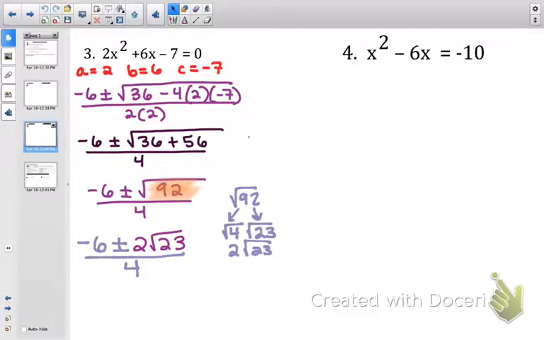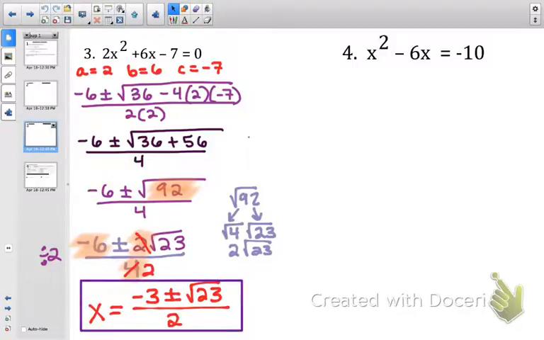Now, this is where it gets a little tricky. If that first term, the number outside the radical sign, and our denominator all have something in common, we need to simplify it. So 6, 2, and 4 are all divisible by 2, so we need to divide them by 2. X equals negative 6 divided by 2 is negative 3. 2 divided by 2 is 1, so we can just write square root of 23, and 4 divided by 2 is 2. There's our final answer, fully simplified.